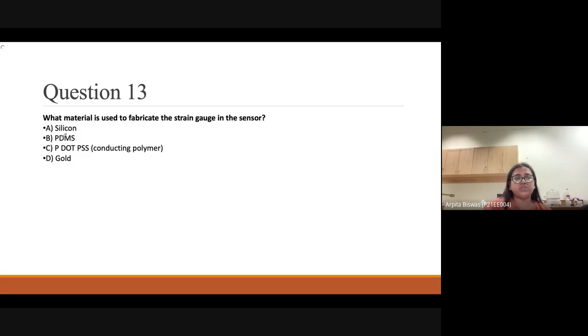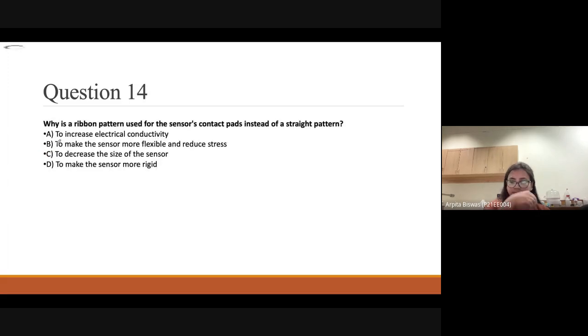So the right option is option C, PEDOT:PSS. Okay. The question number 14. Why is the ribbon pattern used for the sensor's contact pad instead of a straight pattern? So first option is to increase the electrical conductivity, second option is to make the sensor more flexible and reduce the stress, third option is to decrease the size of the sensor, and the fourth is to make the sensor more rigid.